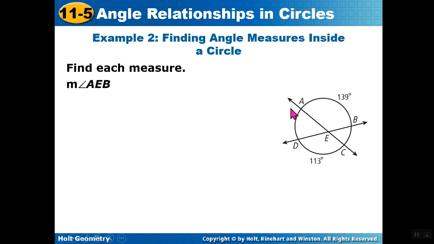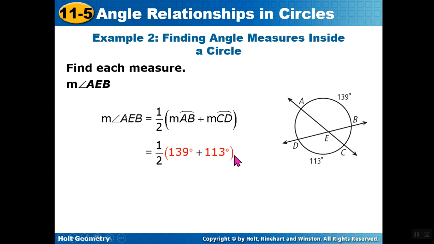So for the measure of angle AEB, as we said, we have the measure of the front arc and the behind arc. To find this angle, we add the front arc plus the behind arc, then divide the answer by 2. This is the theorem, so we will write it: half multiplied by the measure of arc AB plus the measure of arc DC. Substitute the measures, then find half of 252 to get 126 for angle AEB.